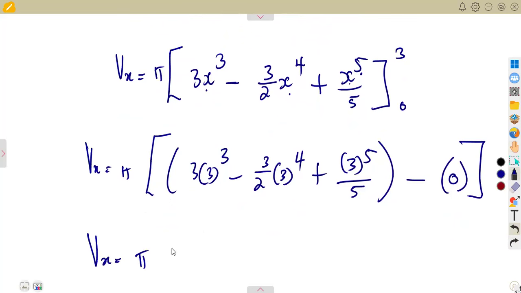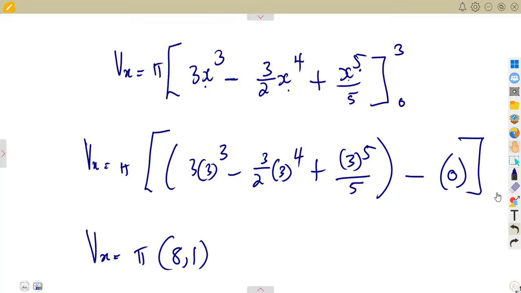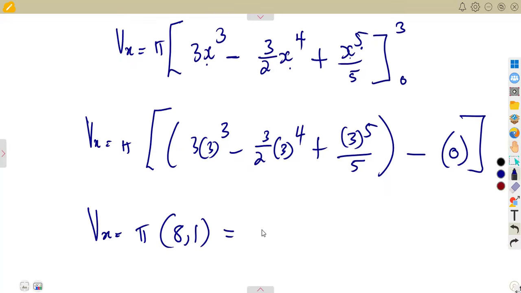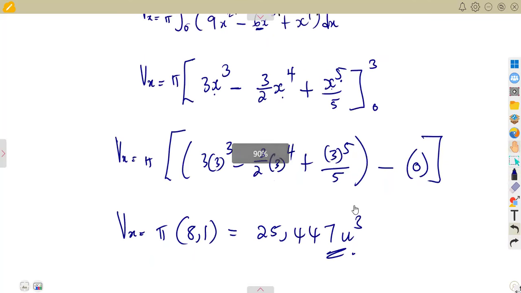So if we were to simplify properly on this whole part of this bracket here, we were going to have something like 8.1. All right, so according to my calculations, they got 8.1. Then if I multiply this 8.1 with pi, I'm going to have something like 25.447 to 3 decimal places. That is cubic units. Remember, that is the volume. That is the concept of the volume.